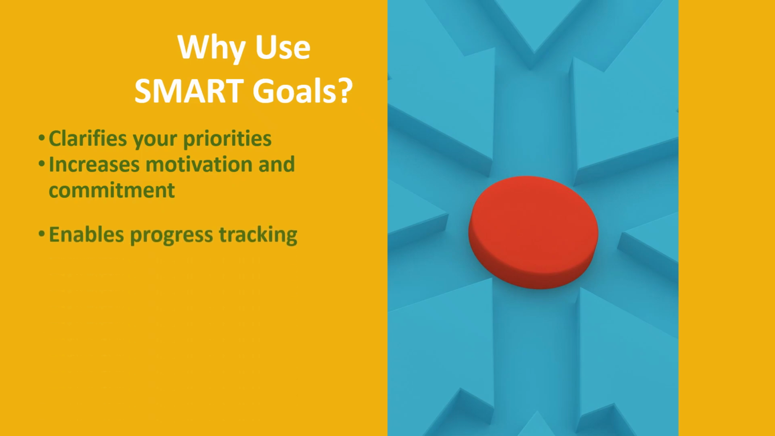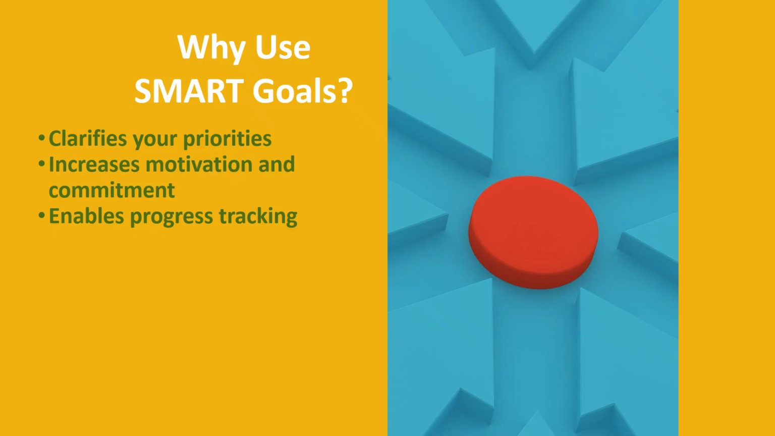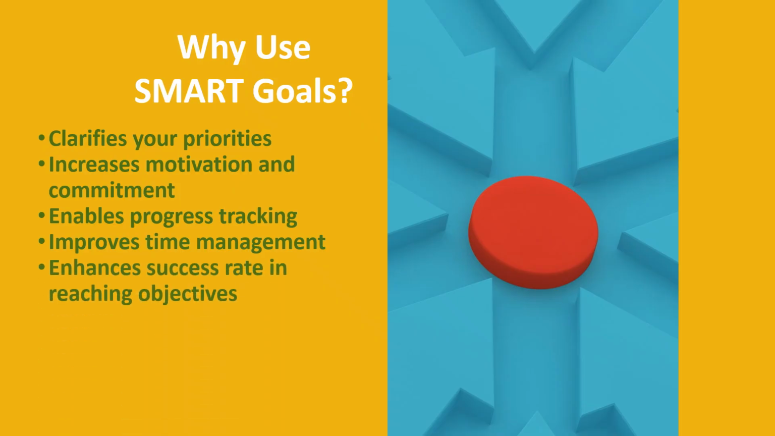Third, they enable progress tracking. This is crucial because it allows you to see how far you've come, which can be incredibly motivating. Fourth, improving time management. By having a clear timeline, you can allocate your time wisely, ensuring you stay on track. And finally, SMART goals enhance the success rate of reaching your objectives. By being specific and measurable, you set yourself up for success. Remember, the aim here is to make achievable goals not just a possibility, but a probability.